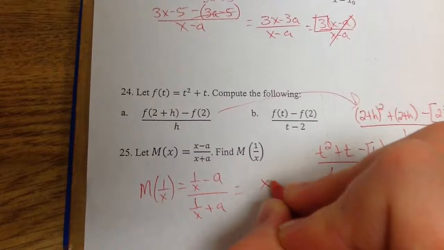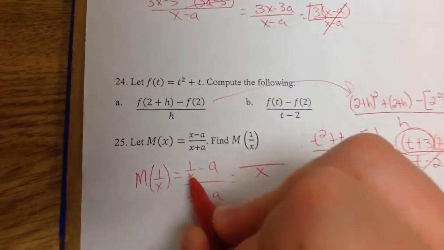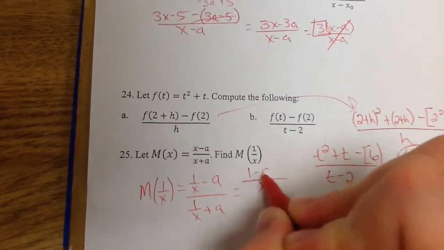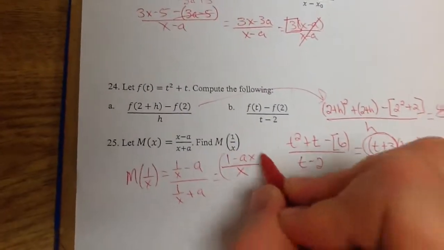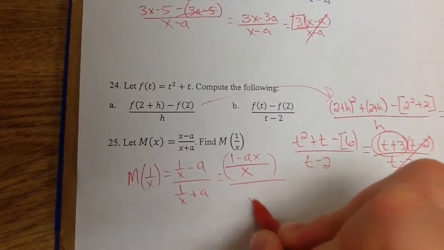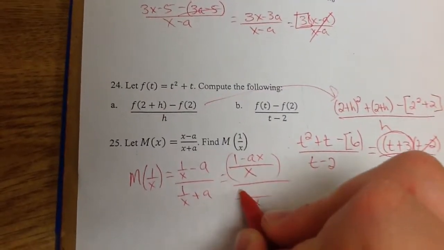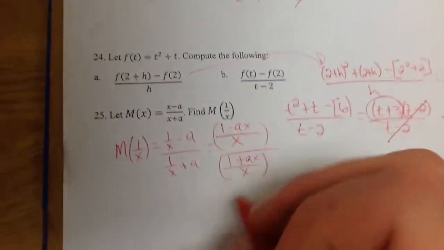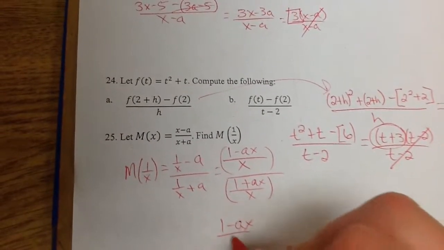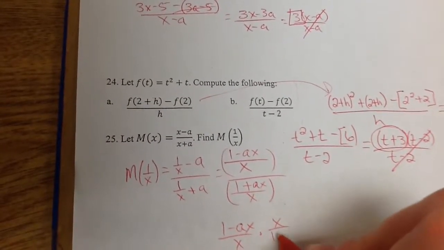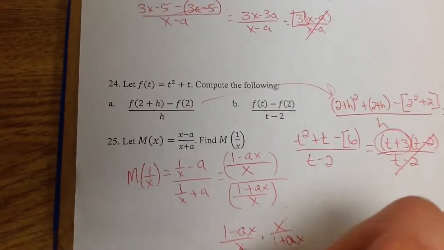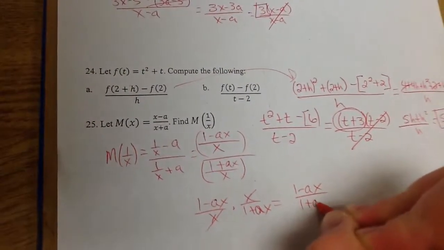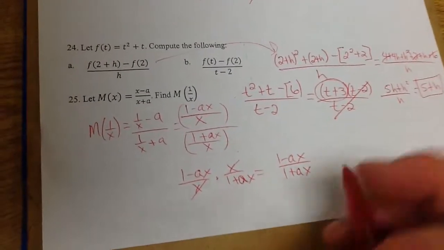So x will be my common denominator. I'm going to do it a little different this time. So that one already has the common denominator, so that's 1. That one needs an x, 1 minus ax over x. It's just going to be 1 plus ax, I'm guessing. Flip and multiply, so 1 minus ax over x times x over 1 plus ax. X is gone, so I get 1 minus ax over 1 plus ax. Nothing you can do with that.